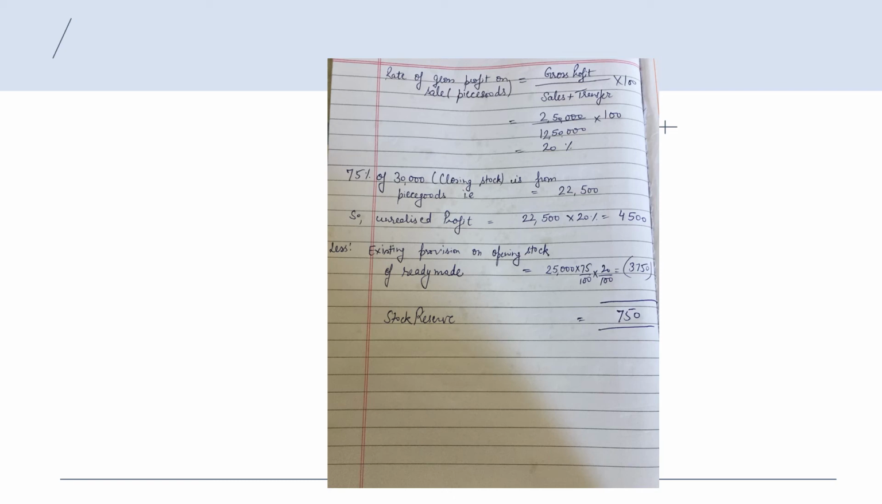Now out of the closing stock of ready-made, that is 30,000, 75% is from piece goods. So that becomes 22,500. So out of this closing stock, how much profit is still unrealized? That is 20%. So 22,500 into 20% becomes 4,500.